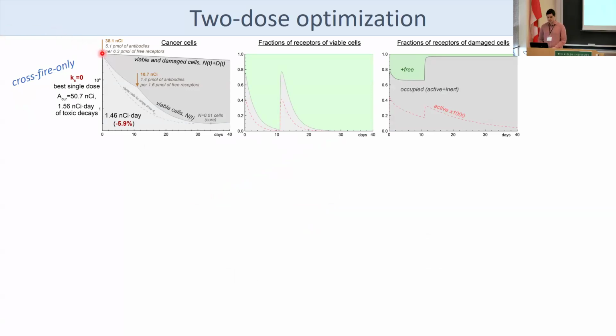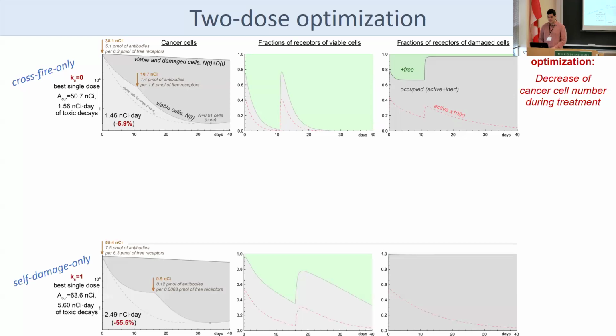Well, we can induce the initial cancer shrinkage by a moderate dose that will leave a notable fraction of receptors free, as shown here, for viable and damaged cancer cells. Then we can wait until a significant number of damaged cells die and inject the second dose. It will be distributed over a smaller number of cells, and therefore we will need a smaller dose to reach cure. So in this example, the optimal two-dose schedule yields about 6% fewer toxic decays in the bloodstream. So the decrease of cancer cell number during treatment is the main factor that enables treatment optimization when crossfire dominates.